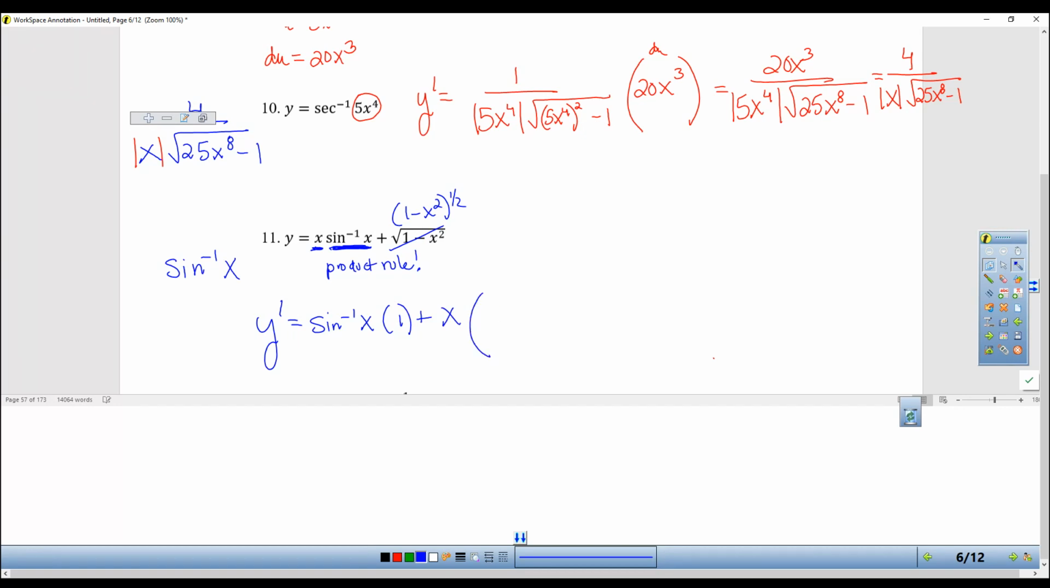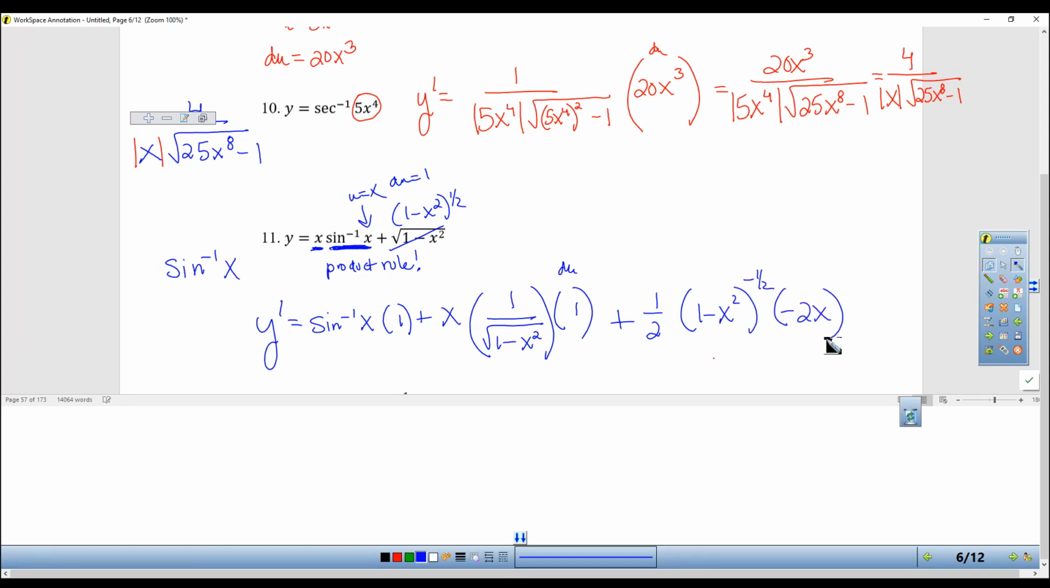The derivative of inverse sine is 1 over the square root of 1 minus u squared, but in this case, u is x, so 1 minus x squared times du, which in this case, it's not negative 2x. The u was just x, so the du is just 1. Easy place to go wrong. So I did my product rule, but there's still a whole other half of the problem here. Plus 1/2 times 1 minus x squared to the negative 1/2 times the derivative of the inside. It is so much to remember.